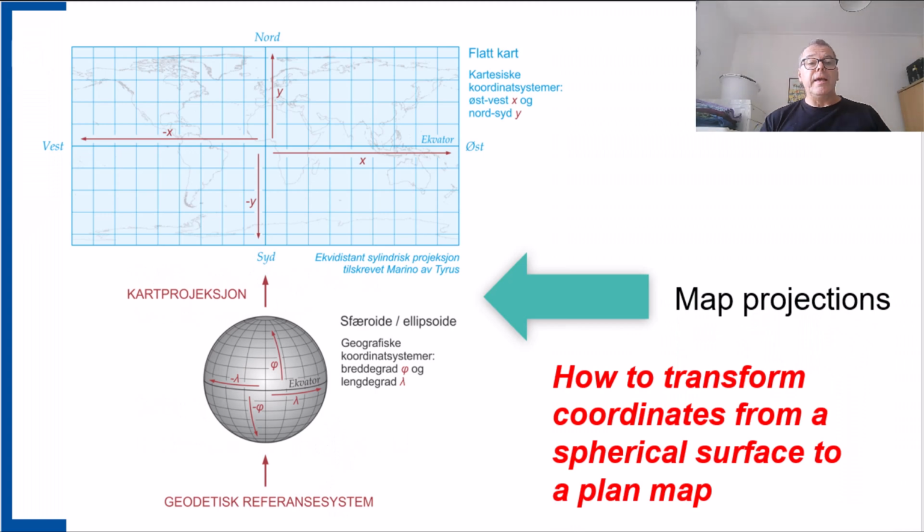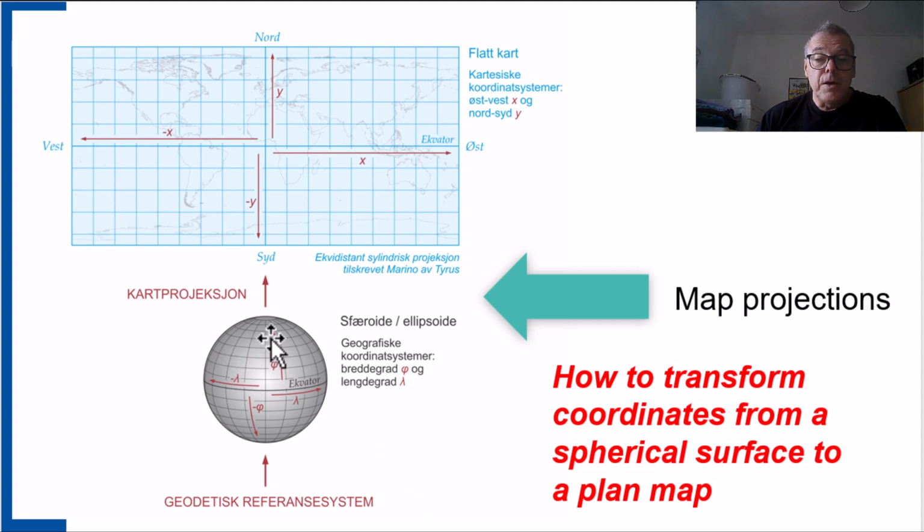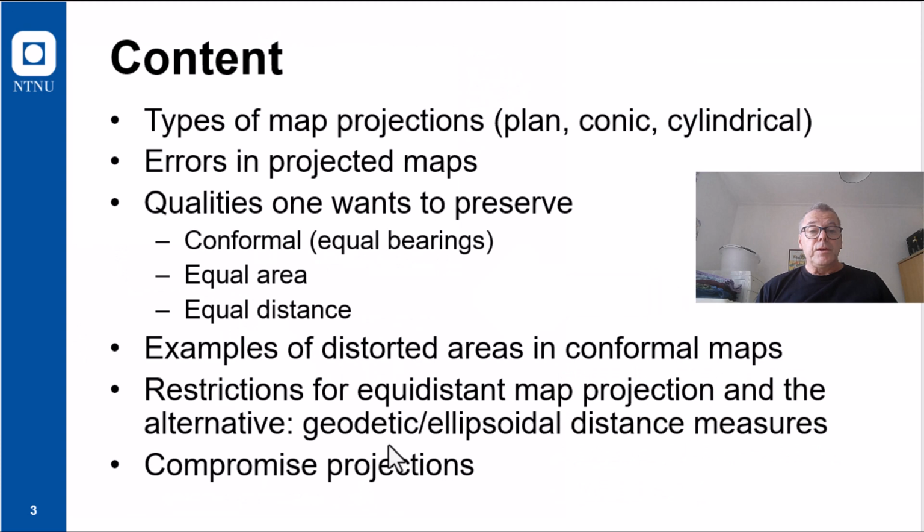Map projection is about how to transform coordinates from a spherical surface to a plan map. And in this video I will talk about types of map projections. These can be divided into plan, conic or cylindrical. I will talk about errors in projected maps and some of the qualities one wants to preserve.